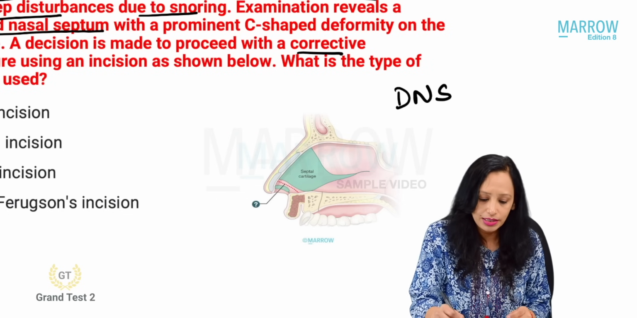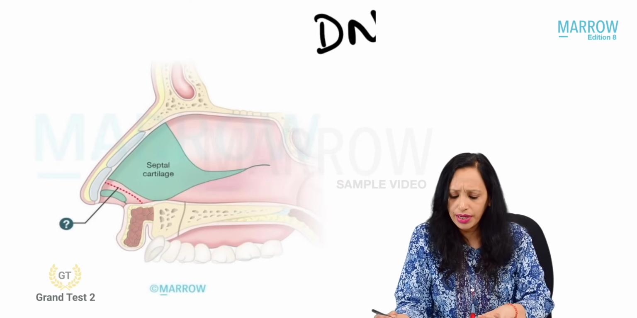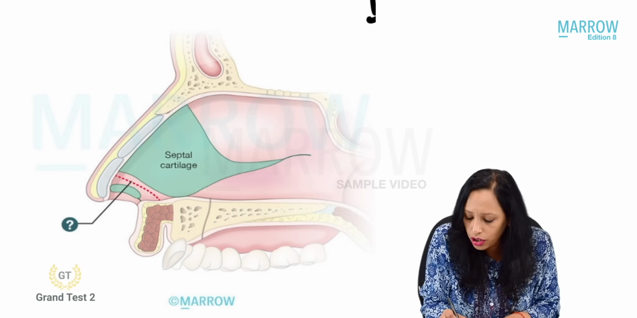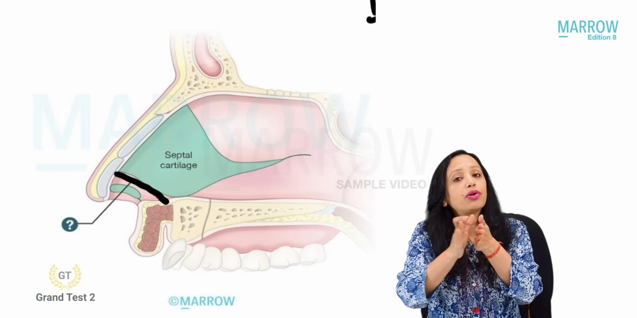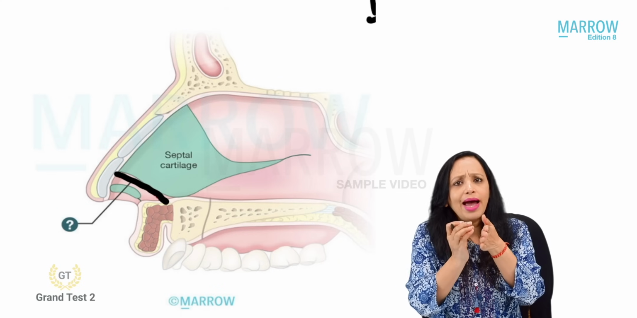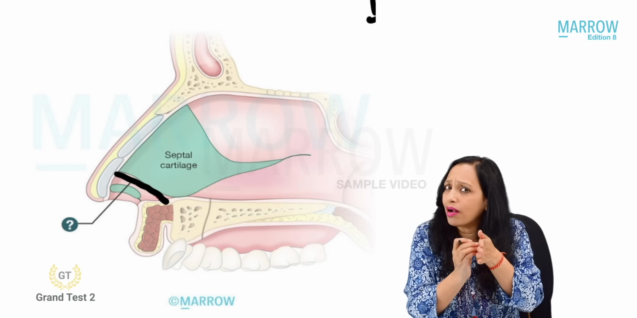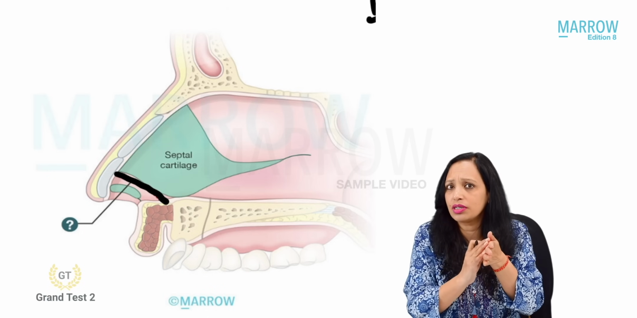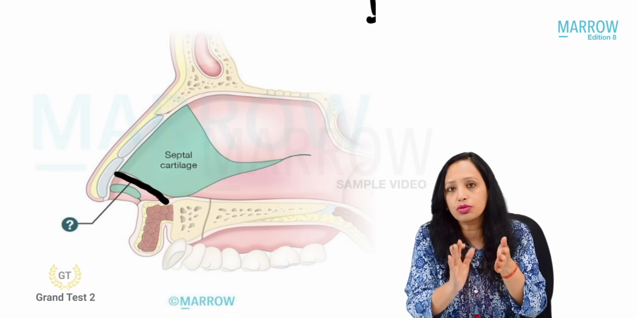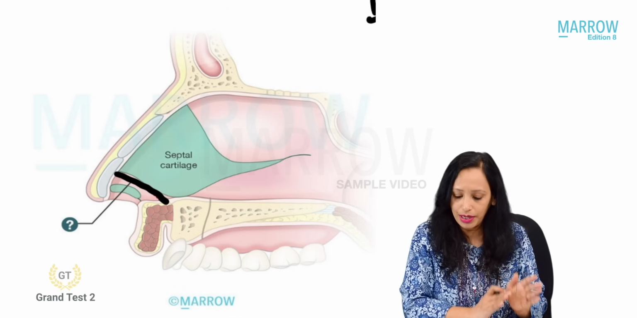In septoplasty, we give an incision at the lower border of the septal cartilage. We raise the mucosal and the perichondrial flap on one side and we remove only the part that is deviated. Only that limited part. It is a very conservative surgery. We preserve everything that is good. That is septoplasty.